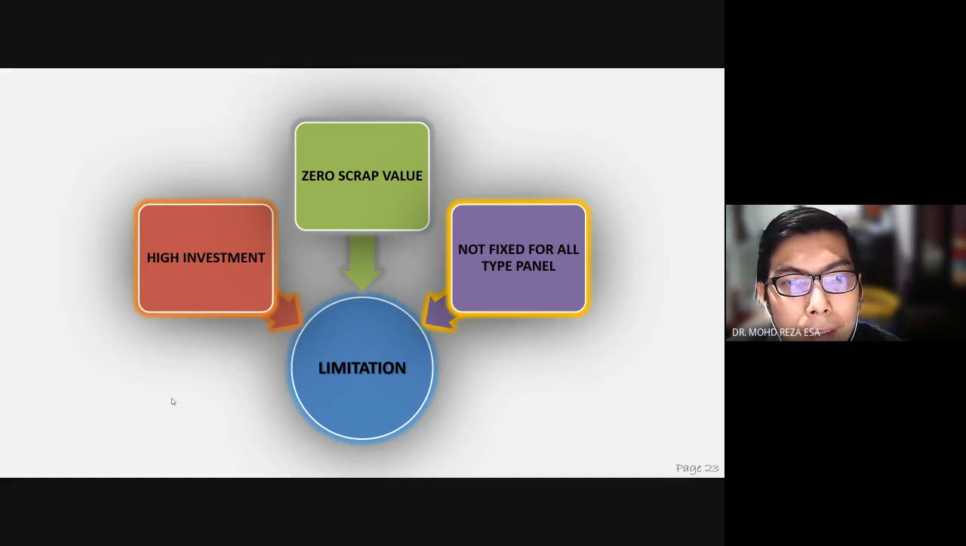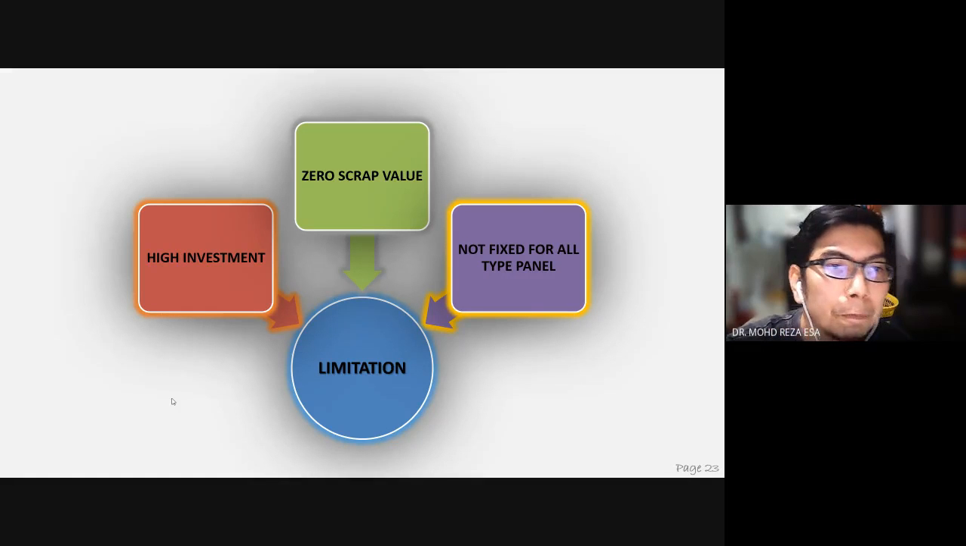Okay, and plastik ni dia not fit for all type of panel lah. Okay, dia ada limitation sikit. Okay, dia tak boleh guna untuk semua category of projects. Okay, maybe in terms of sizing dia pun ada limitation dan sebagainya.